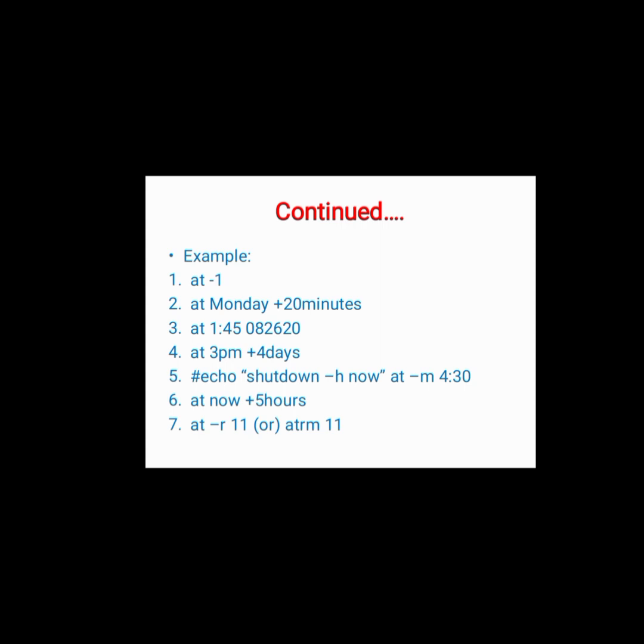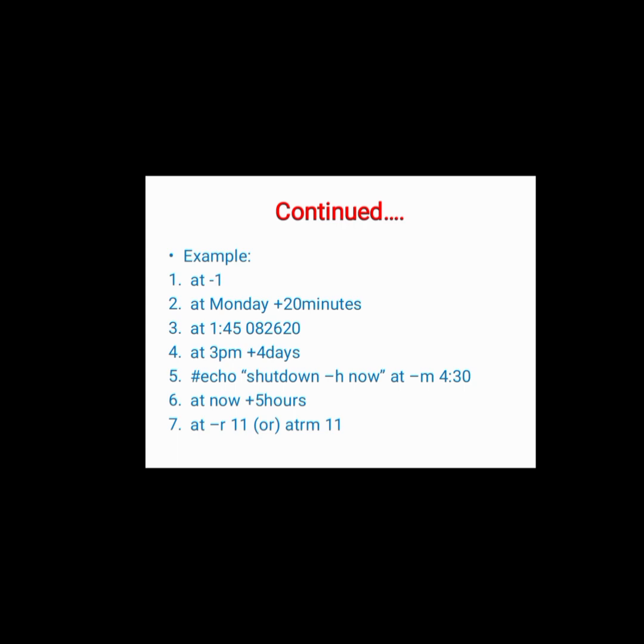In this command, after 1:45, what does the 08 mean? Sorry, the month. The August month we represent with the number 08. The second one is the date, 26. And last, 20 for 2020, meaning we take only the last two characters of the year. So 08, 26, 20. And the fourth command, at 3 p.m. + 4 days. This command is used to schedule a job to run at 3 p.m. 4 days from now.